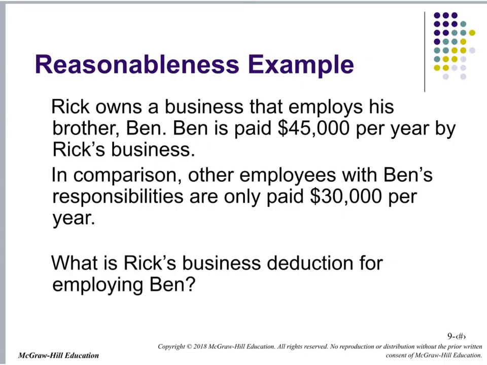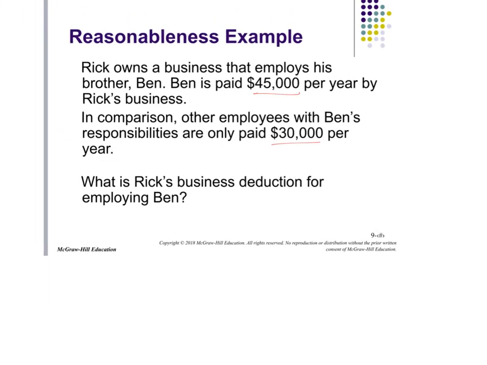All right, so let's talk about reasonableness. Lots of times when we talk about reasonableness, we're talking about salaries, and lots of times when we're concerned about the reasonableness of a salary, we are talking about related parties. So in this situation, and we've talked about an example like this already this semester, Rick owns a business that employs his brother Ben. Ben is paid $45,000 a year by Rick's business. In comparison, other employees with Ben's responsibilities are only paid $30,000 per year. What is Rick's business deduction for employing Ben?